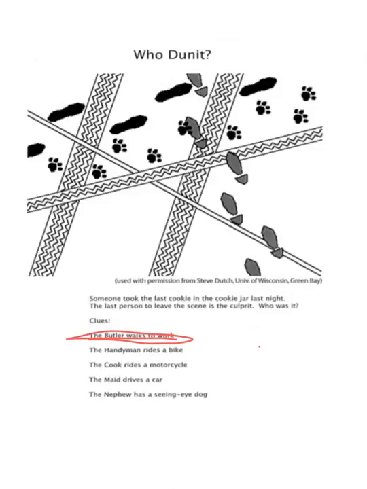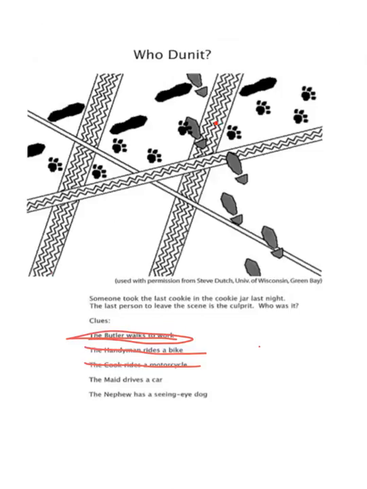The handyman rides a bicycle, and the bicycle is this skinny track right here. That's the bicycle tire, and you can see that there are tracks on top of his, so he did not take the last cookie. The cook rides a motorcycle. Motorcycle is this track right here. It has a track or print over top of it, so the cook did not take the cookie.